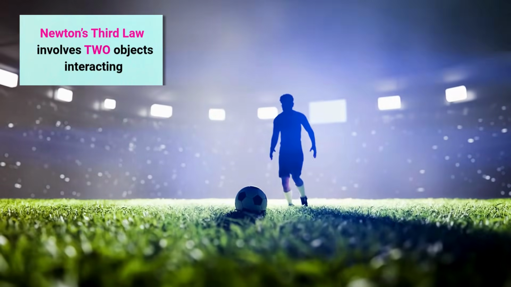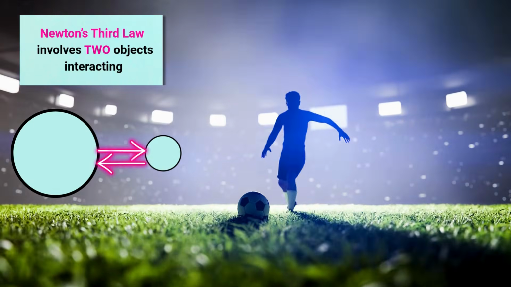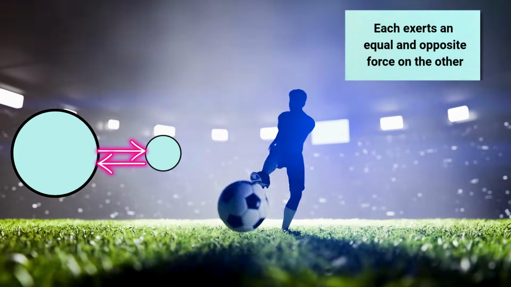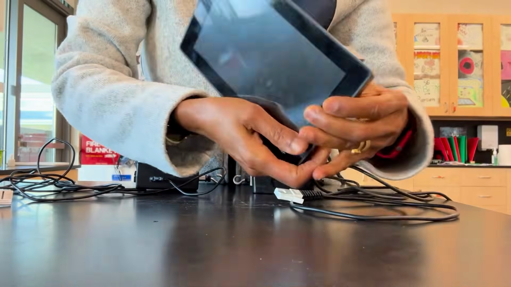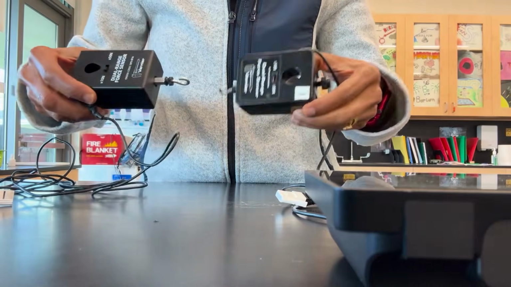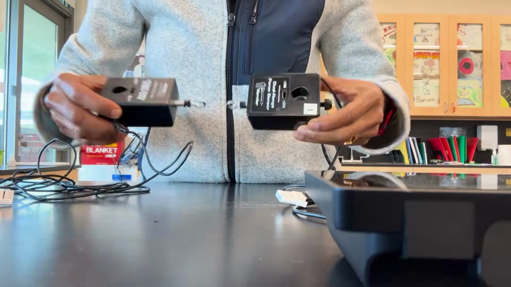Newton's third law involves two objects interacting with each other. Each exerts an equal and opposite force on the other. To see this law in action, I'm using a LabQuest, two Vernier force sensors, and a rubber band.